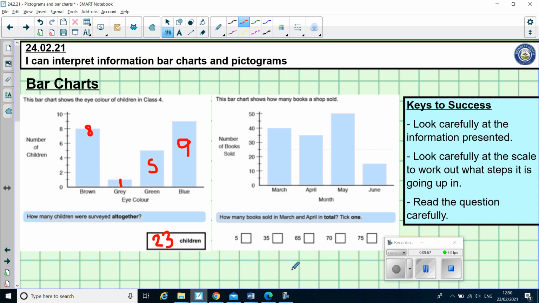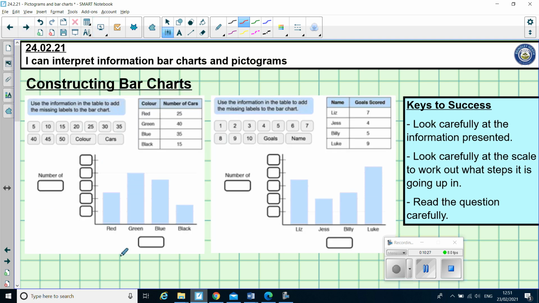The question says, how many books were sold in March and April in total? So in March, we've got 40 books. That bar meets that 40 line, doesn't it? In April, it's halfway between 30 and 40. What number comes halfway between 30 and 40? That's 35. Then I've got to add them together because the question says in total. So 40 add 35, 75 books.